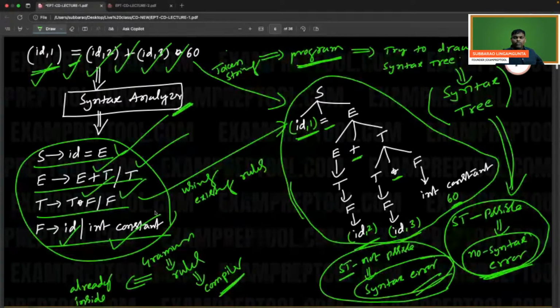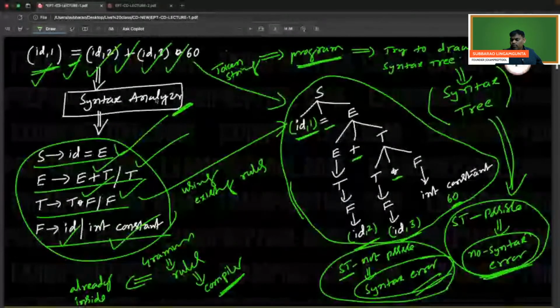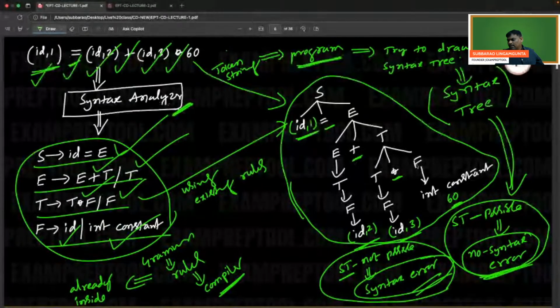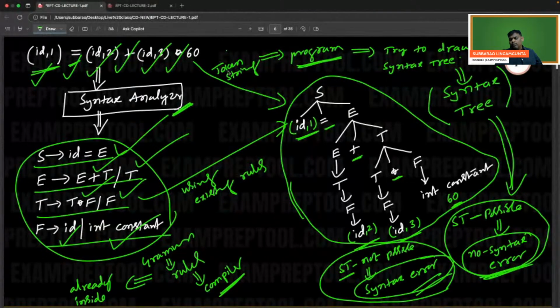Now, last question. If anyone asks you from today onwards, syntax analyzer, what is the input? Token string. What is the output? Syntax tree. Then you may ask, what about grammar? Of course, grammar is also input. Syntax analyzer input is token string and grammar, both. But one is by default inside there. You need not give it as input; it will take it from inside. From the user side, only the program is the input.